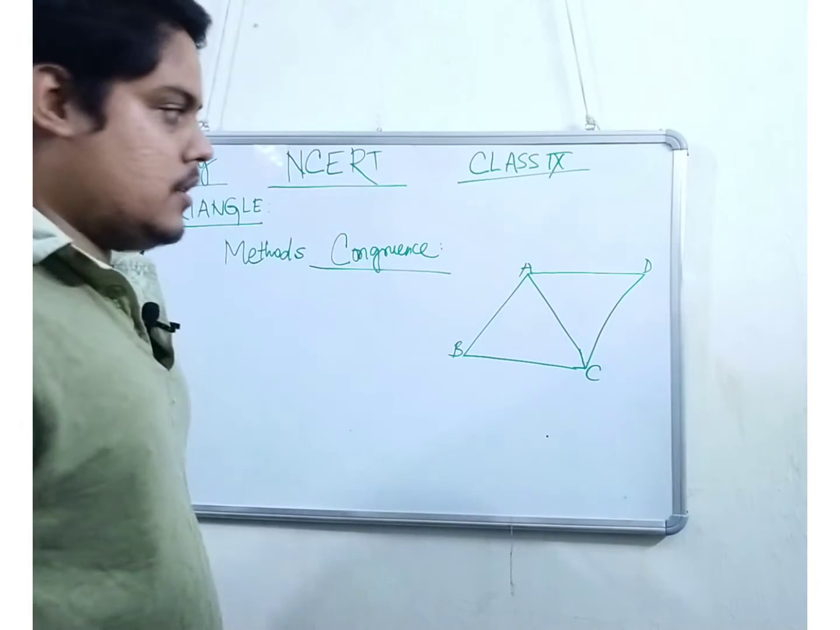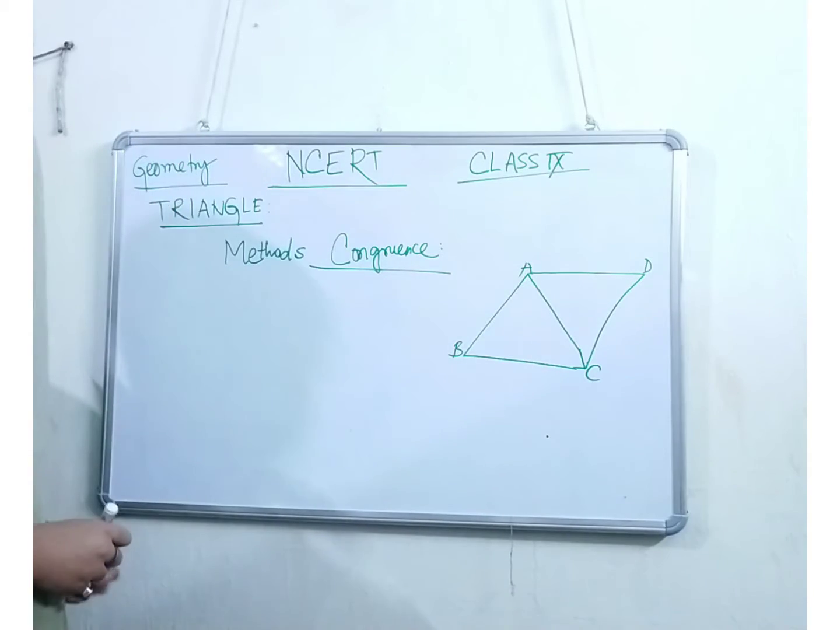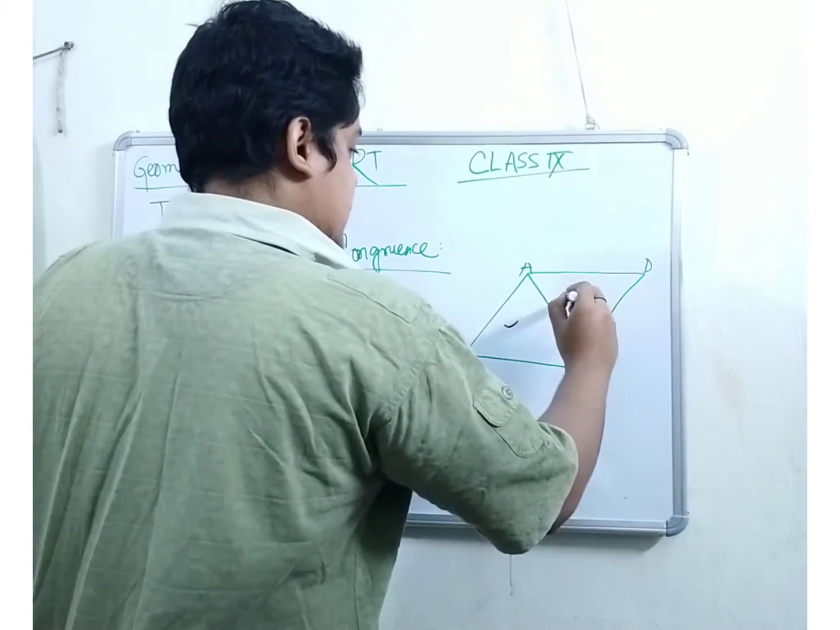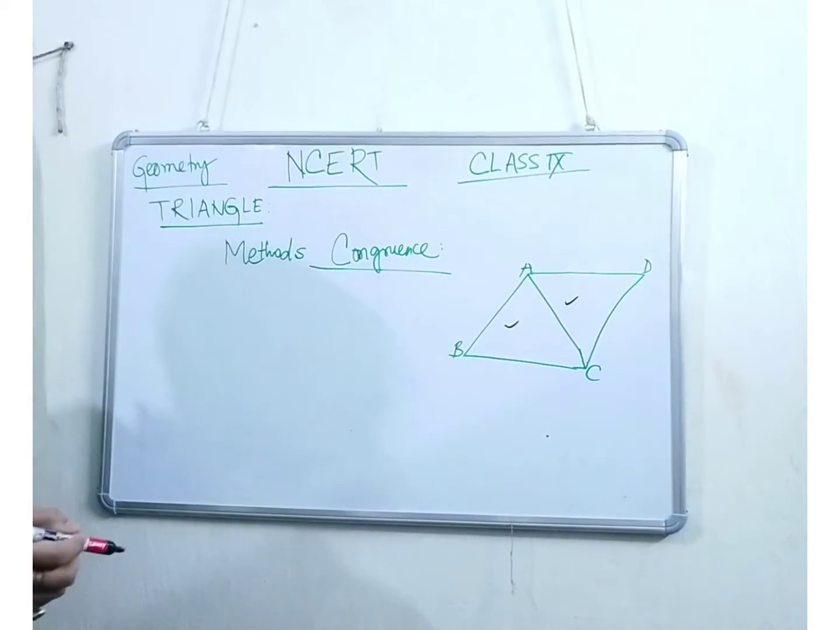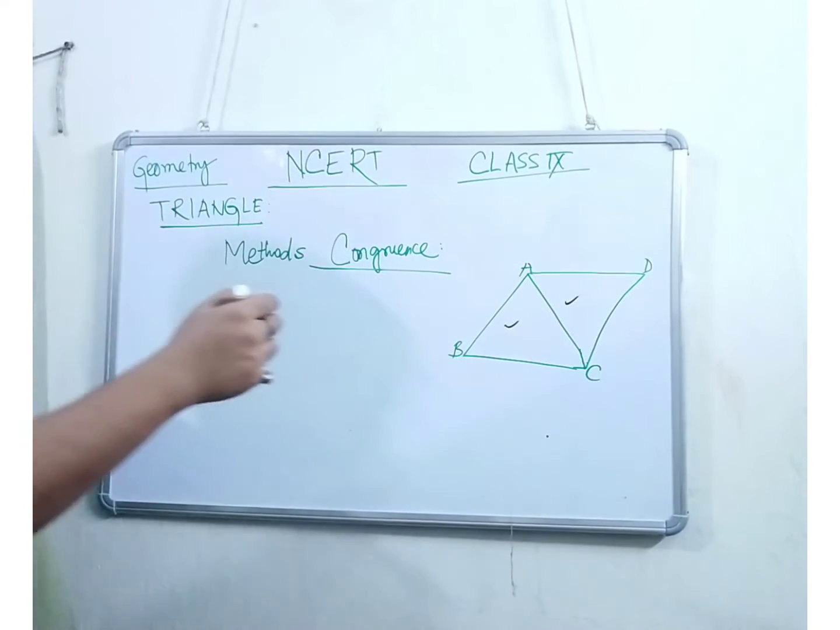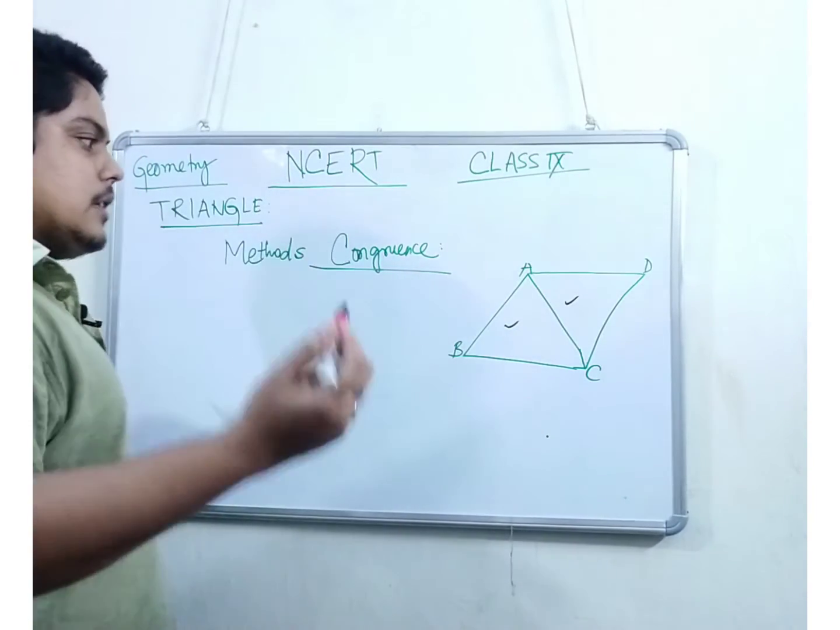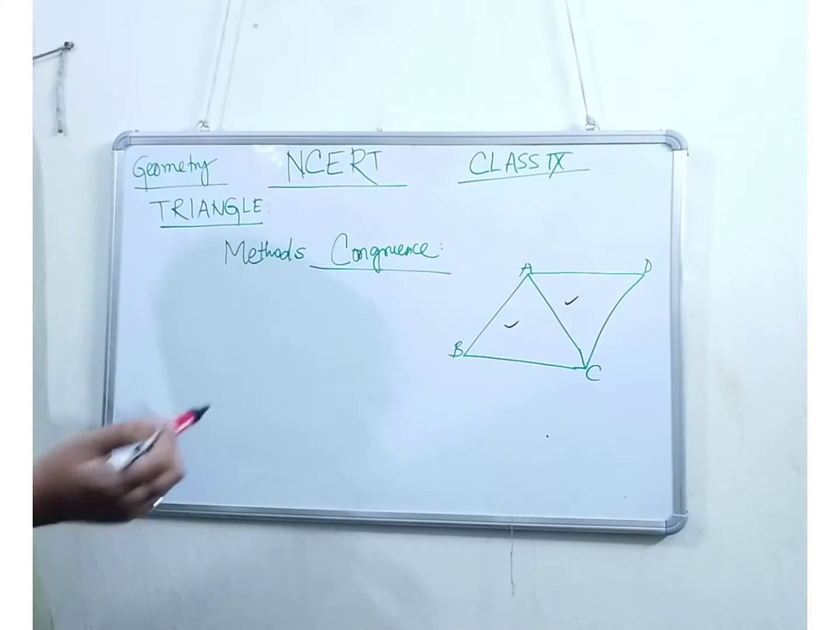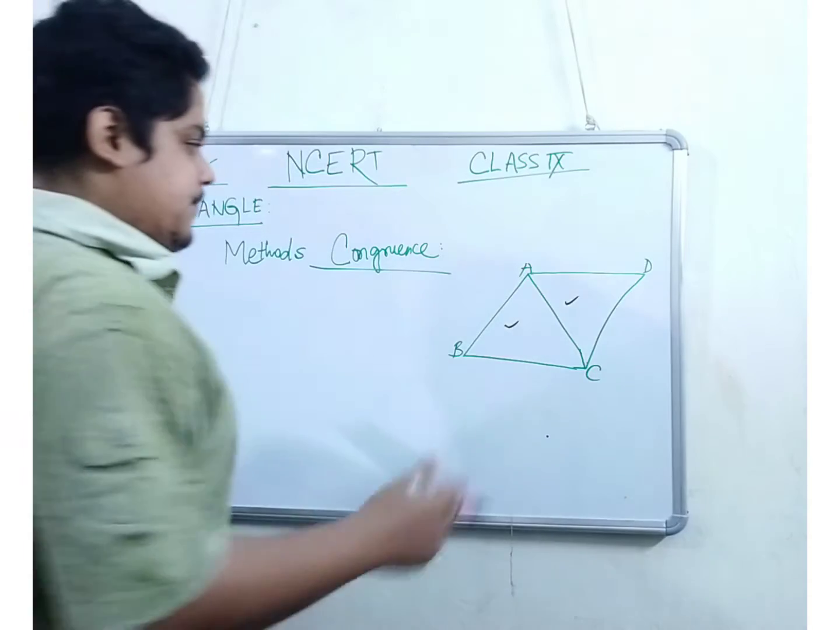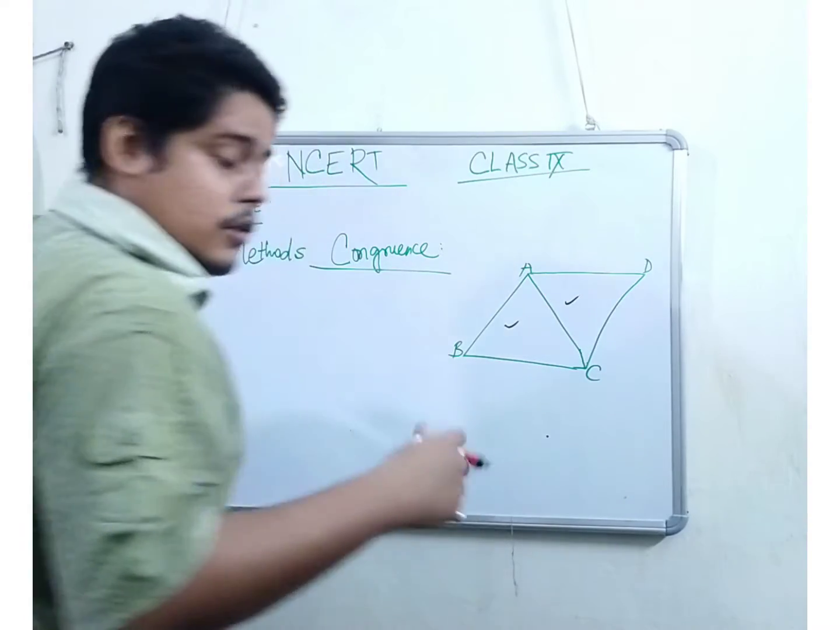Now what is congruence? We have two triangles. Here you can see the first one is ABC and the second one is ADC. There will be some properties or similarities of these two triangles. If they match, these triangles will be congruent. What is congruent? It means there will be some similarities of those triangles. Now, what are the congruence methods?